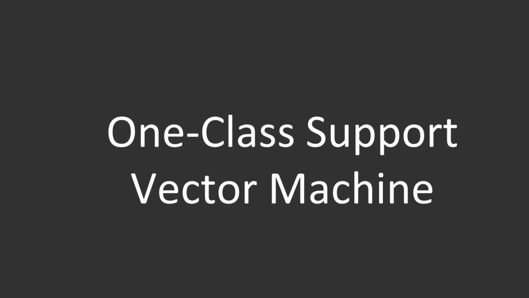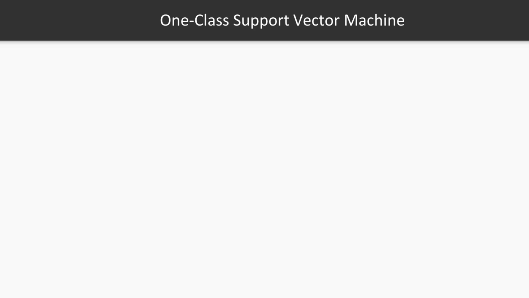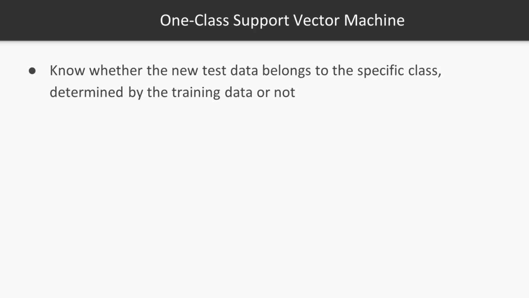The last method that we are going to talk about is the one-class support vector machine. In order to go through its details, we must summarize what support vector machines are, which is far beyond the goal of this course. So for more information about this method or any other anomaly detection method, we encourage you to investigate through hundreds of sources online. In one-class SVM, we would like to know whether the new test data belongs to the specific class determined by the training data or not.